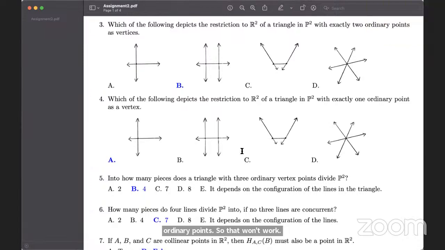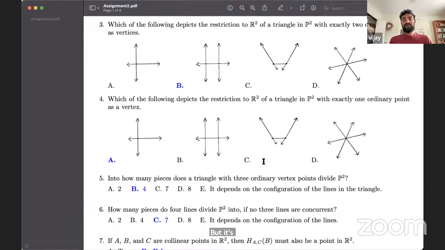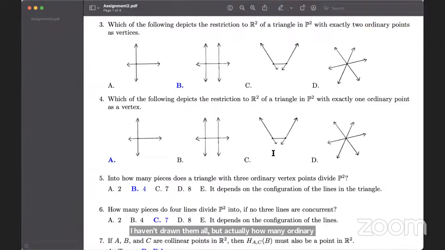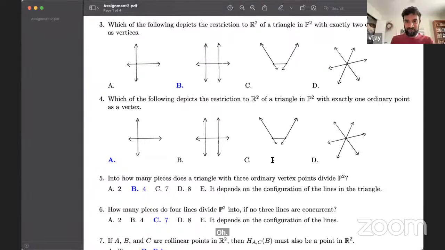Part C is also a triangle, but how many ordinary points does this have? I haven't drawn them all, but how many ordinary points does it have? All three ordinary. It has 3 ordinary points, because if you continue these lines further, they intersect at another ordinary point here. So part C is again a triangle in P2, but it has 3 ordinary points as vertices.